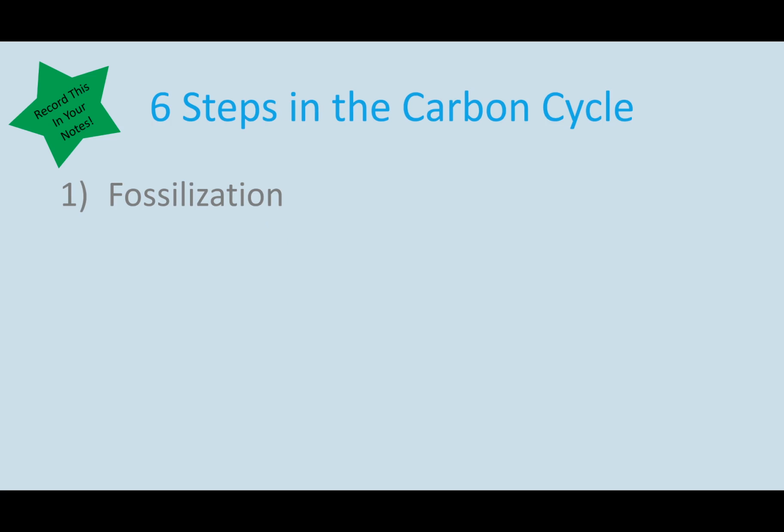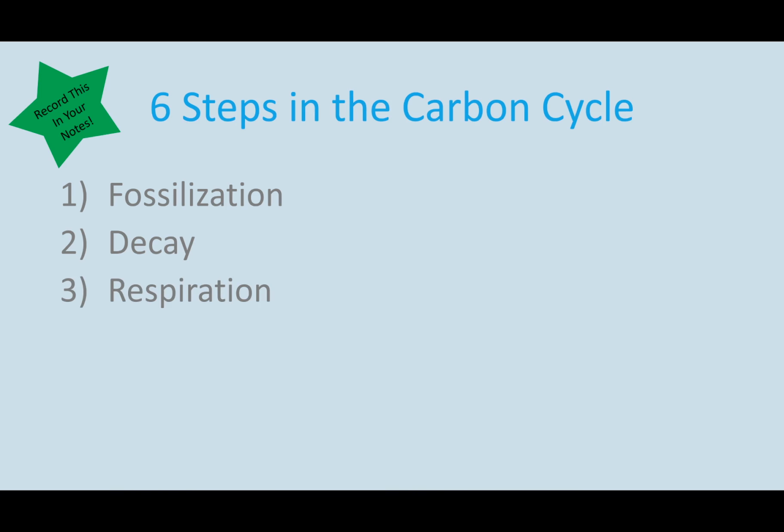And there are 6 steps in the carbon cycle. So first is fossilization. This is where organic matter decays and it fossilizes. So fossil fuels are part of the carbon cycle. Decay, so again, animals or living matter decaying is part of the carbon cycle.